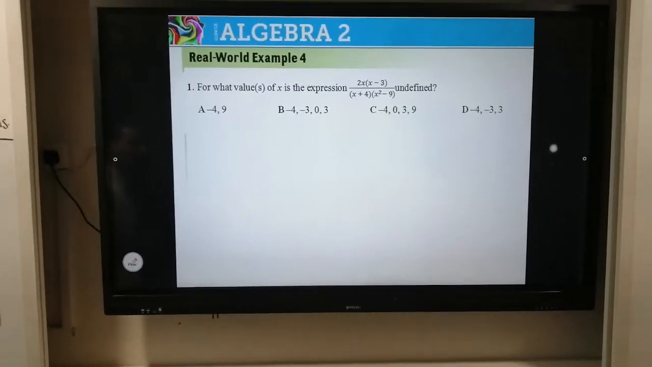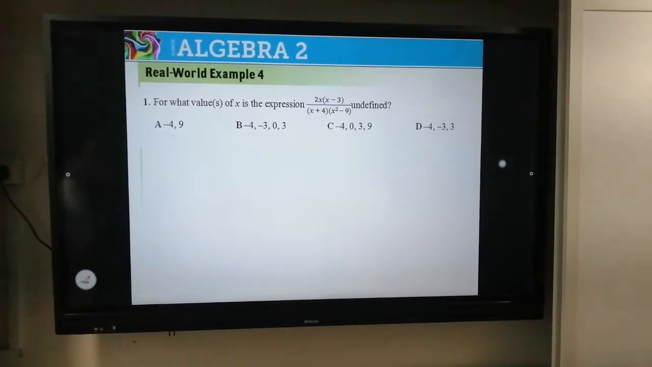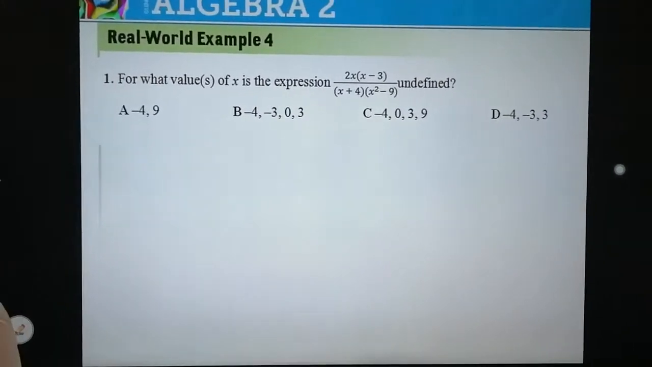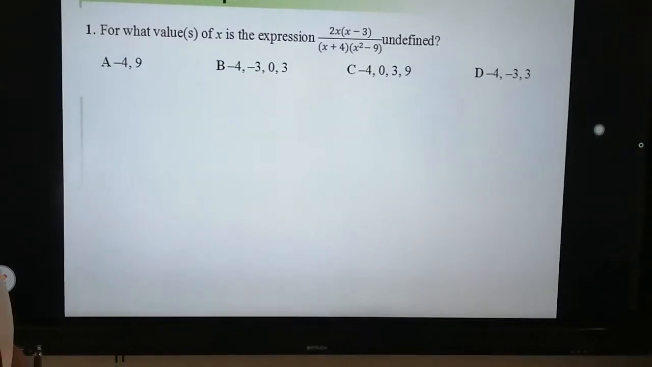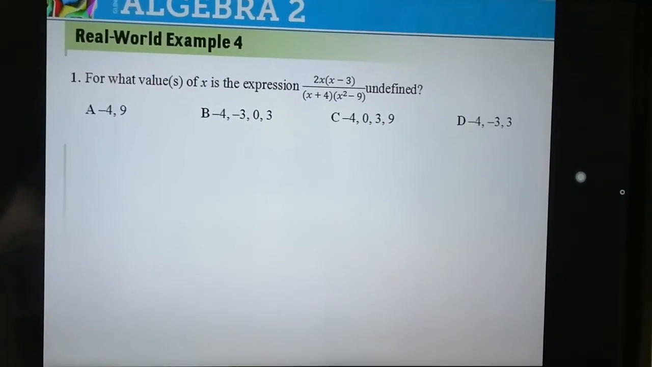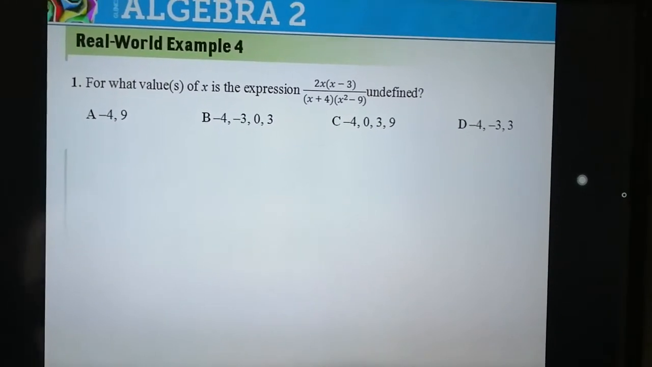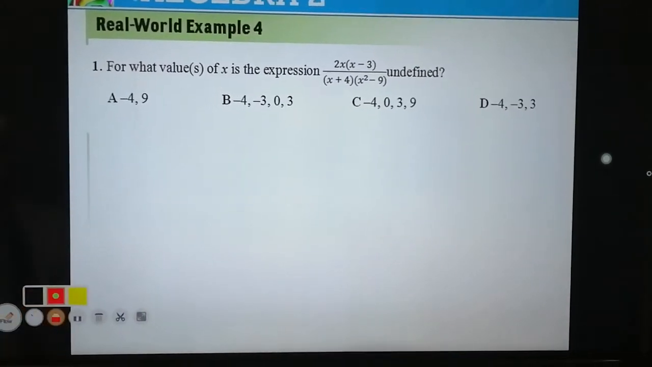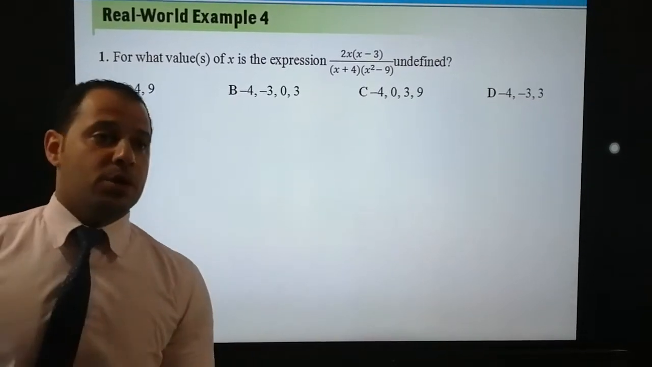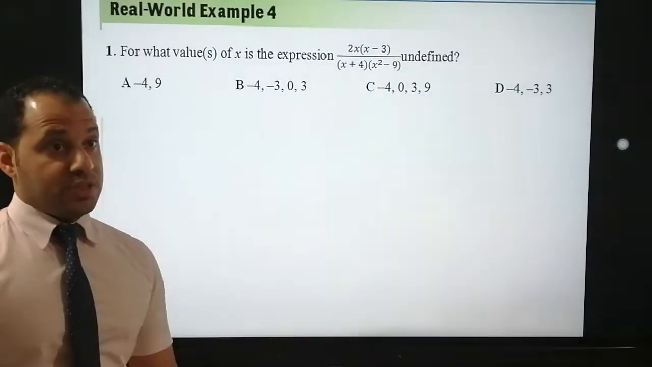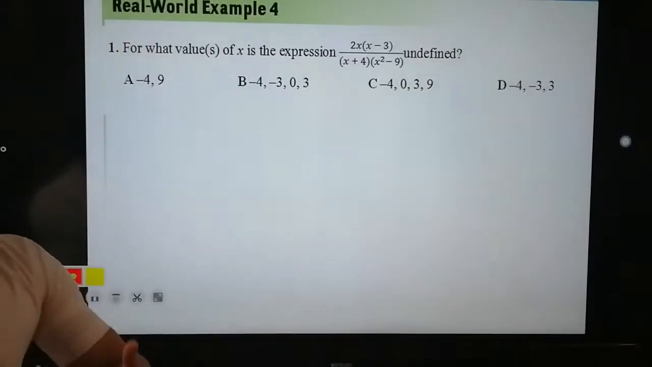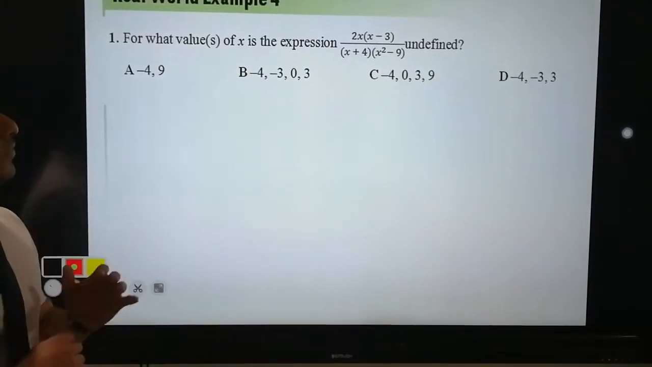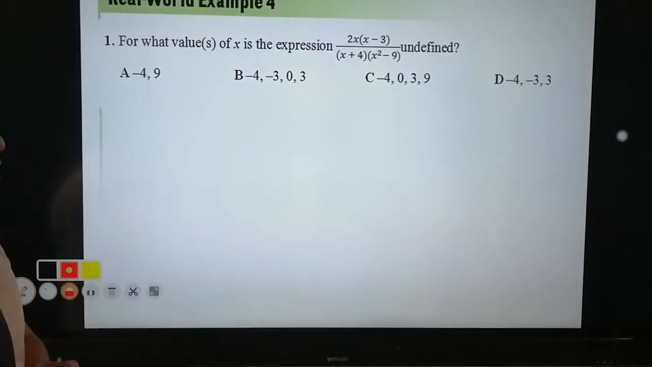For what value or values of x is the expression 2x multiplied by (x minus 3) over (x plus 4) multiplied by (x squared minus 9) undefined? As we said before, this expression is undefined if the denominator is equal to 0. So we'll find the zeros of the denominator, and we get values that make the expression undefined.